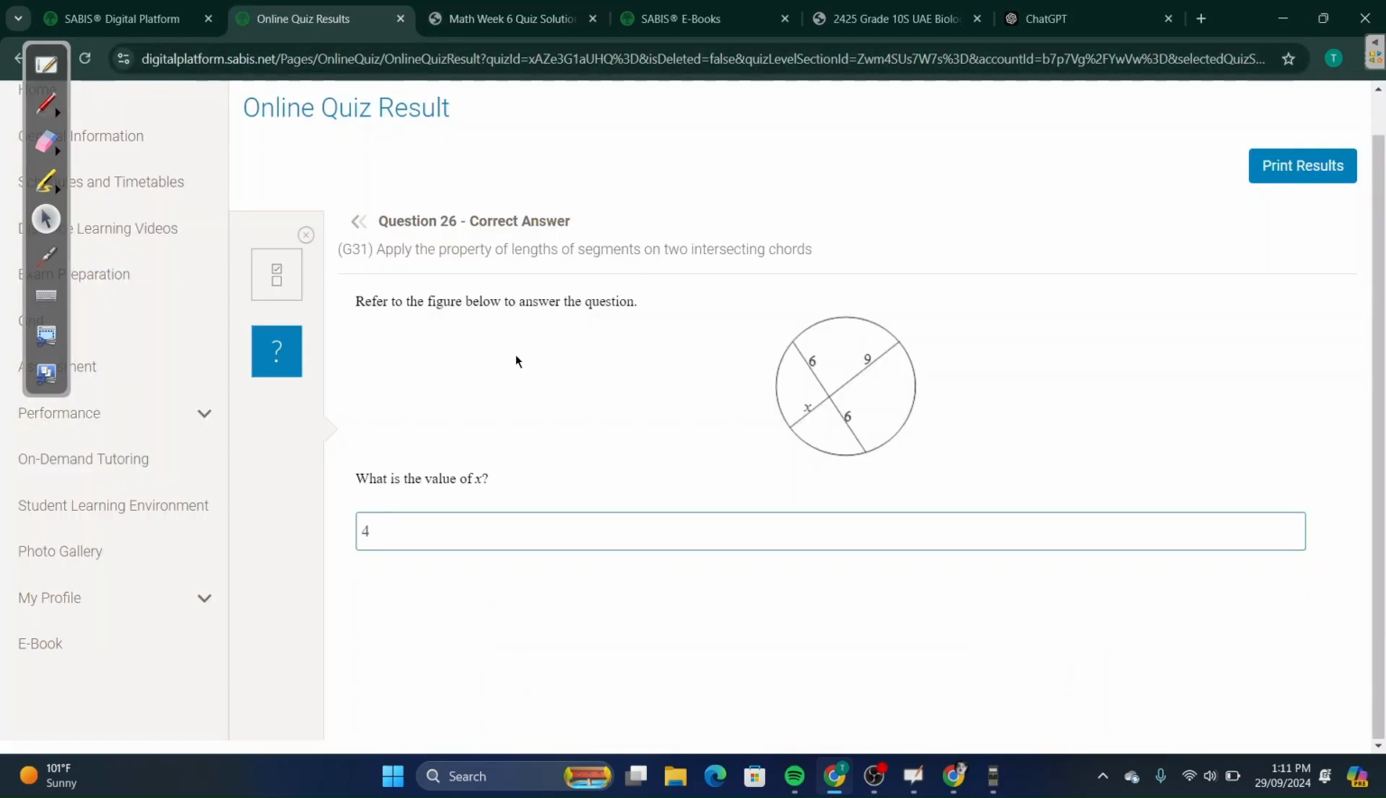So 9x equals 36. X equals 36 over 9, which is 4. And that's your final answer.